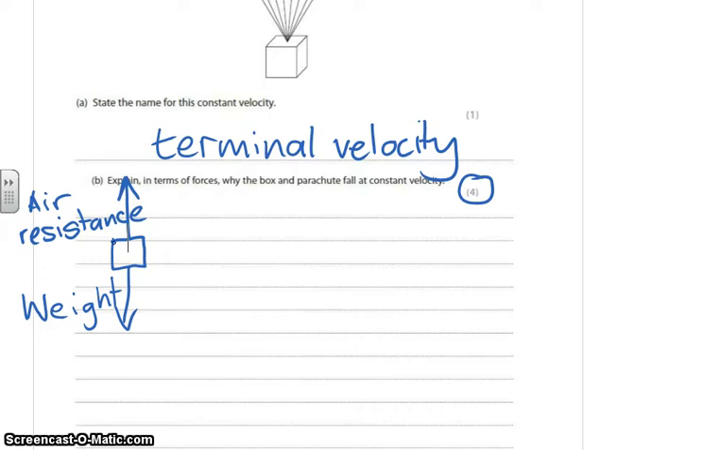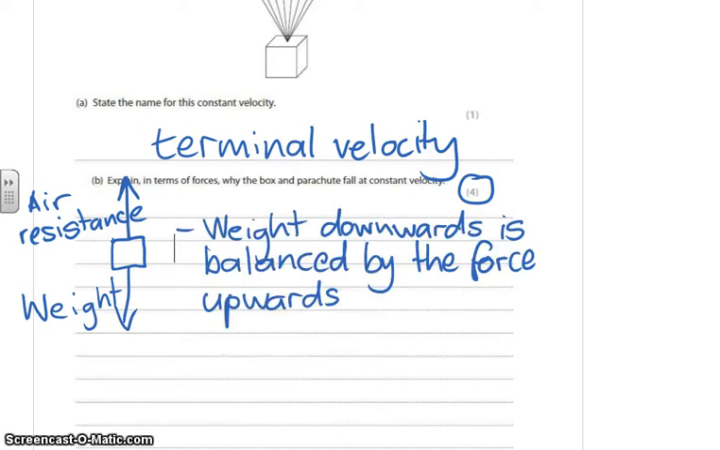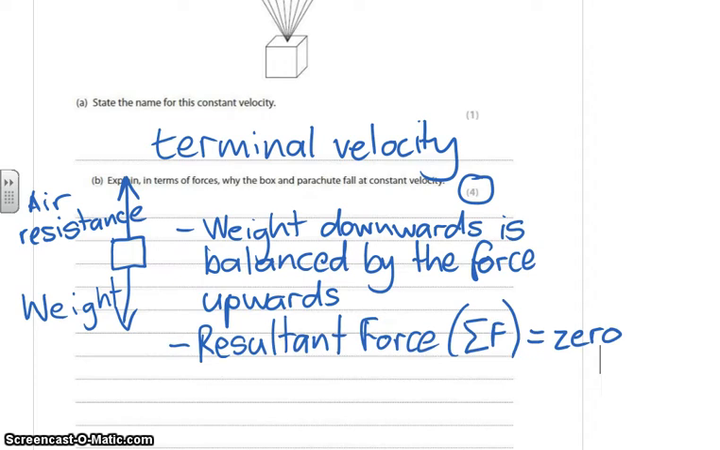Now you can see from the length of the arrows that I've drawn that those 2 forces are the same size as each other. And in physics, when we've got 2 forces that are equal and opposite to each other, we say that the forces are balanced. And another way of saying that the forces are balanced is that the resultant force, that's the total force when you add up all the forces acting on an object, is 0.